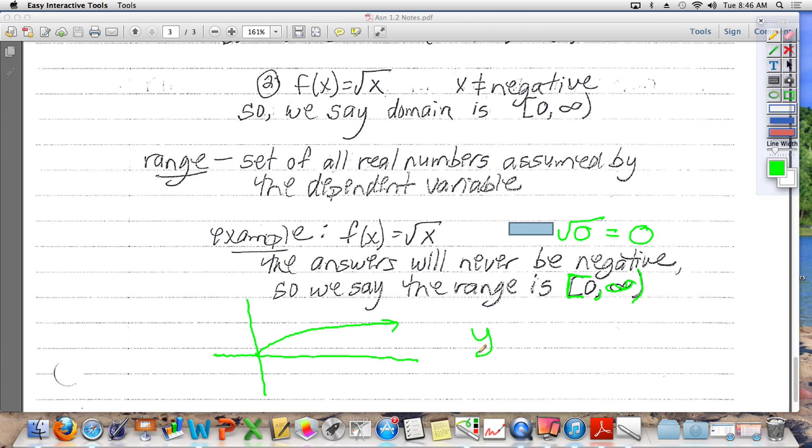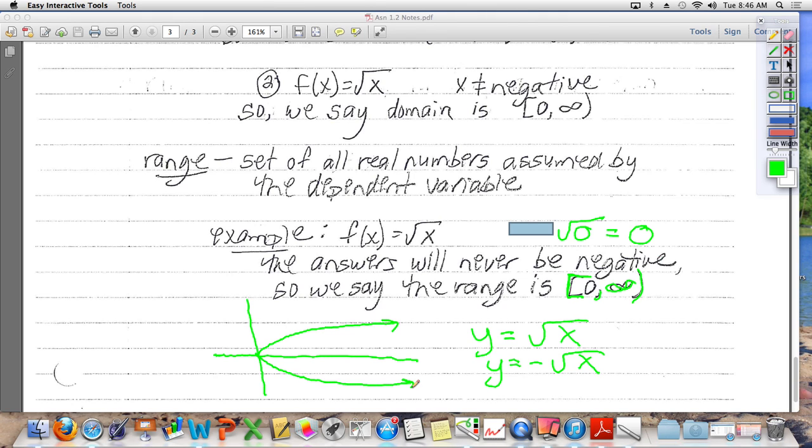So in order to get your range to be negative numbers as well, when you type this in, you would need to type in the square root of x, and you would also need to type in the negative square root of x. If you were to go to y2 on your calculator and type in the negative square root of x, you're going to get a graph down here. So then your range would be anything.